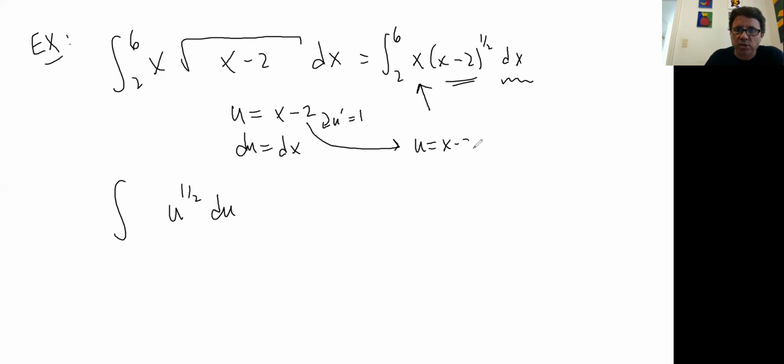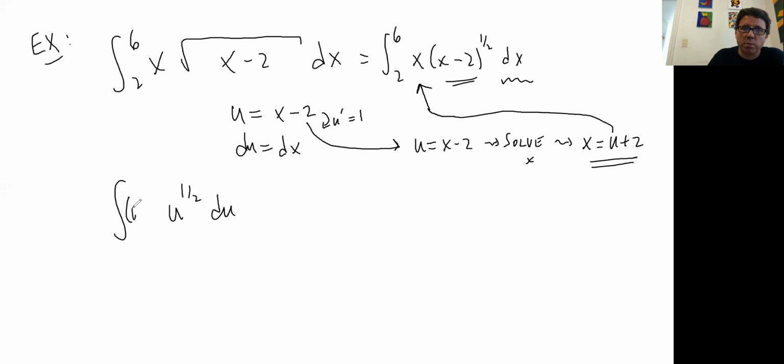u equals x minus 2. So if I solve for x, I get x is equal to u plus 2. So I can take that and plug that in for that first x right there. And so I'll get u plus 2. And now I have converted all of the x's in terms of u, and I get this new one.